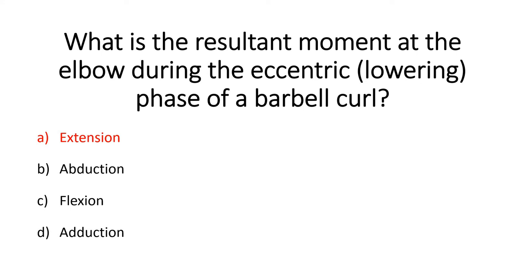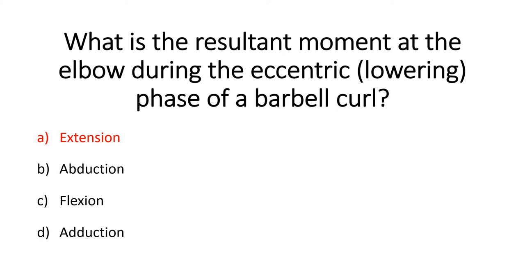Let's just say biceps brachii is producing a flexion moment, but if the arm is moving into extension, that means that the extension moment being produced by the weight of the barbell has to be greater than the flexion moment being produced by the muscles, the elbow flexors.